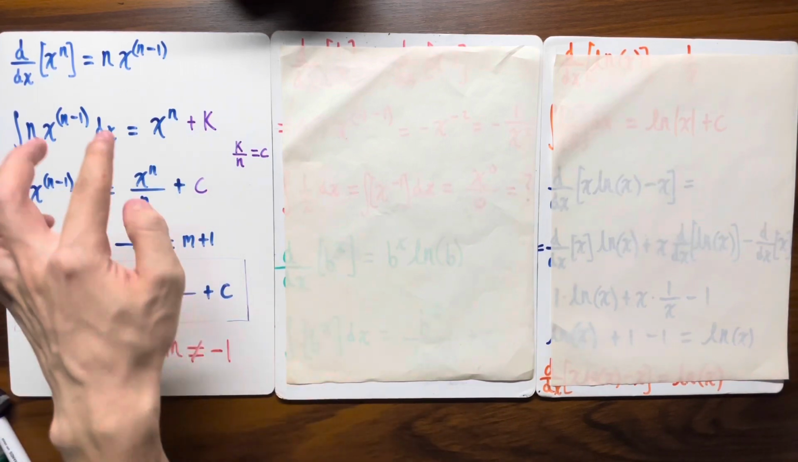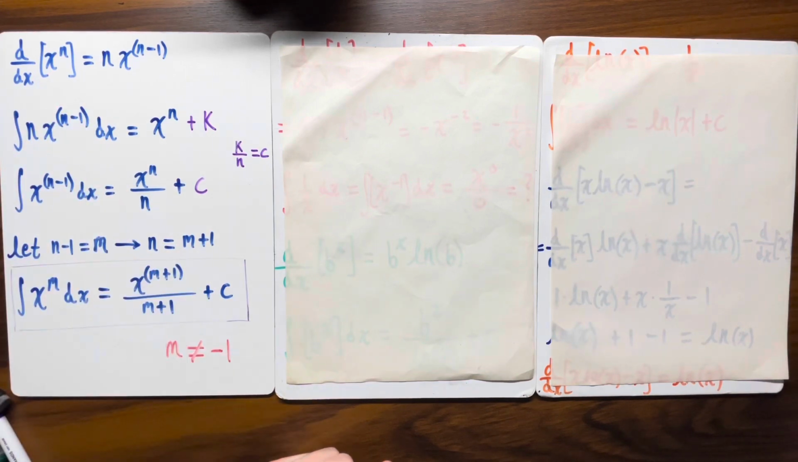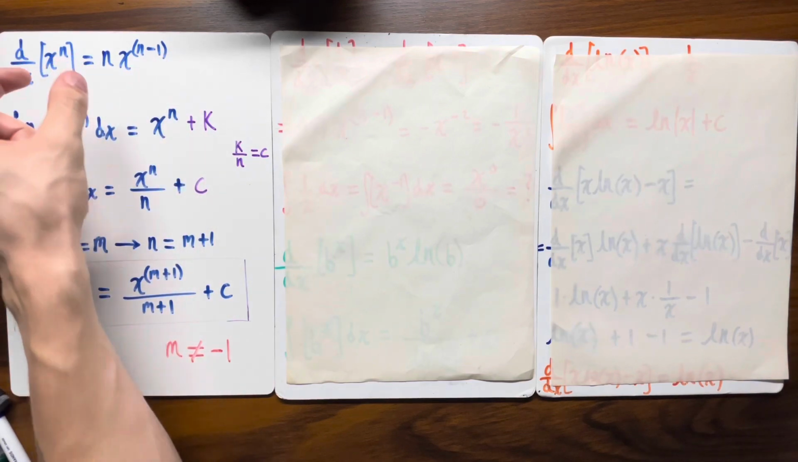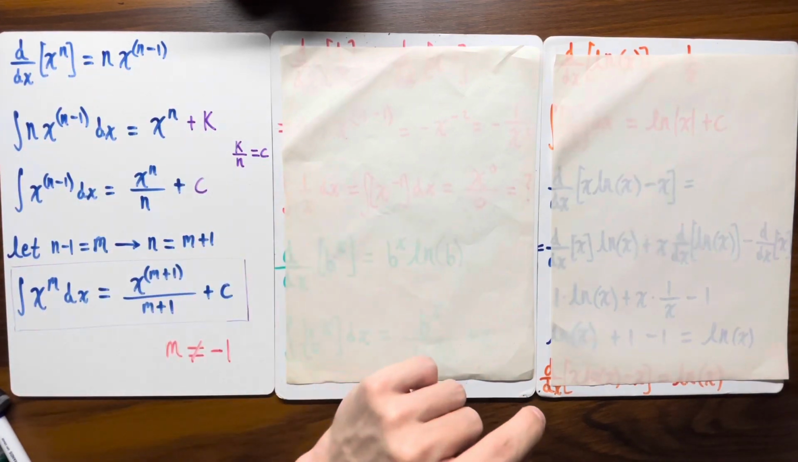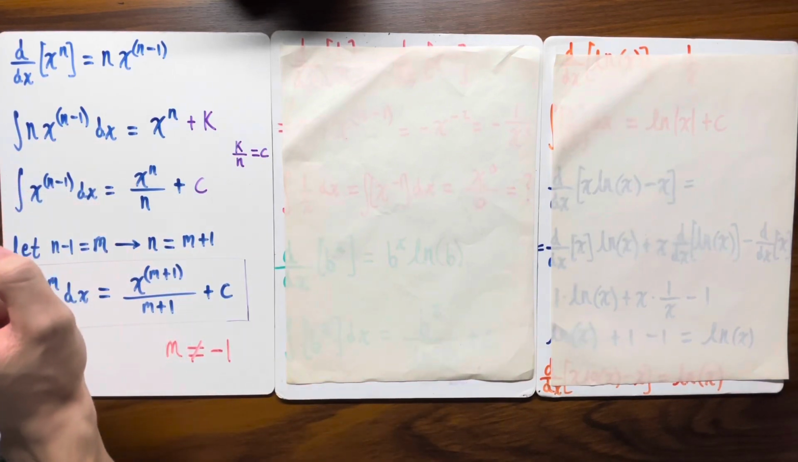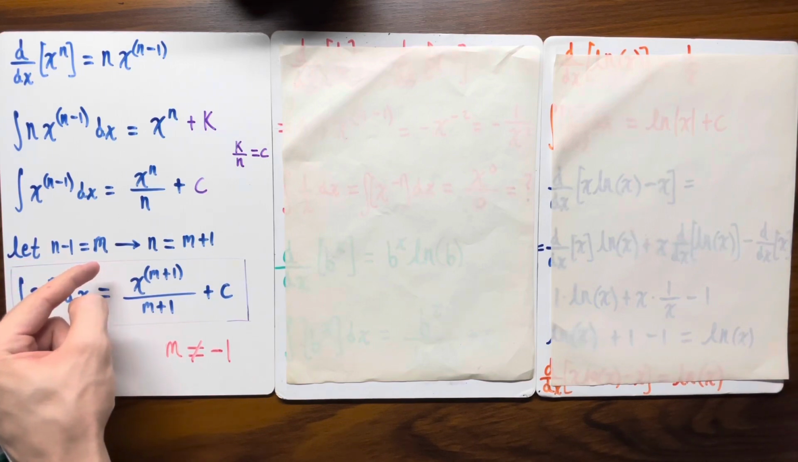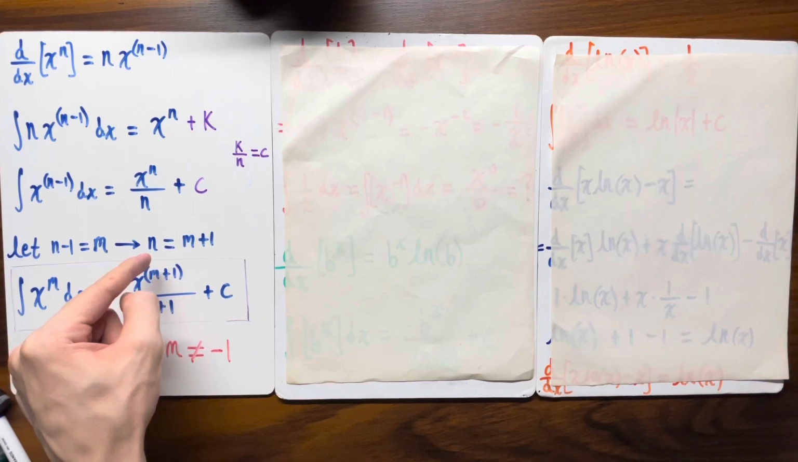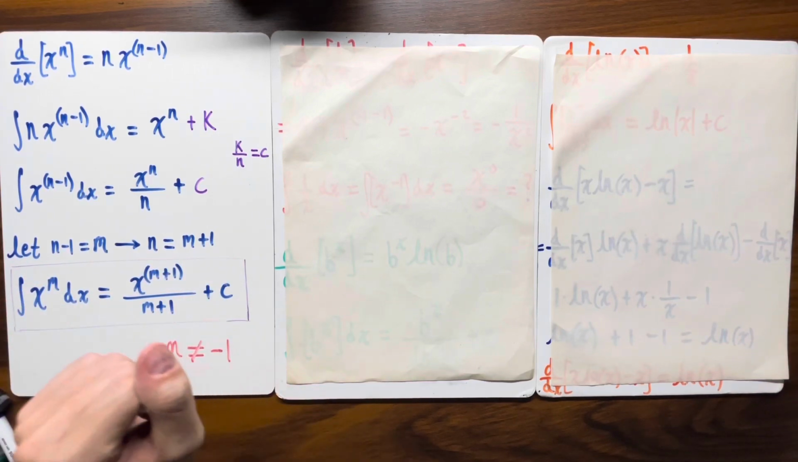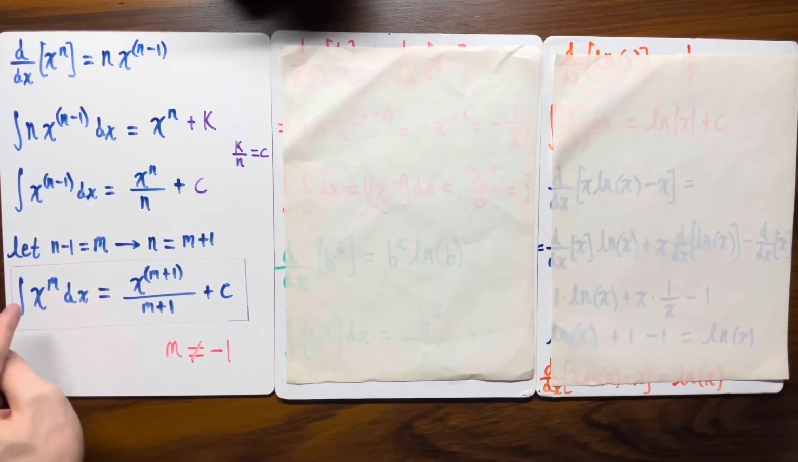Well, to do that, we know that integrals and derivatives are essentially inverses of each other, so that would mean that the integral of this piece must equal x to the n, and of course plus some constant. But we don't want this expression, so we can say let this exponent n minus 1 equal some other variable, say m, and we can solve for n and get that n is equal to m plus 1 by adding 1 to both sides of the equation. So we can rewrite this equation like this.